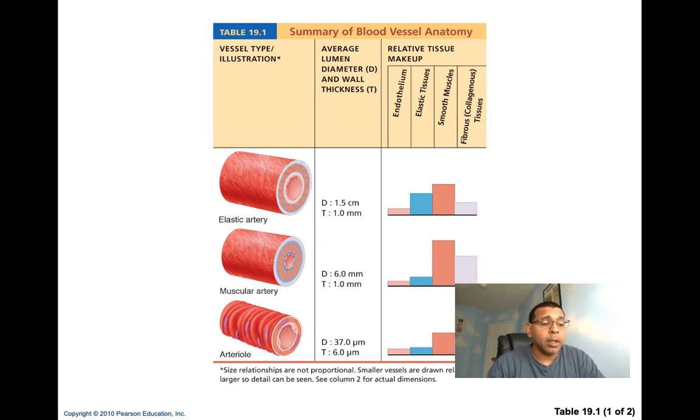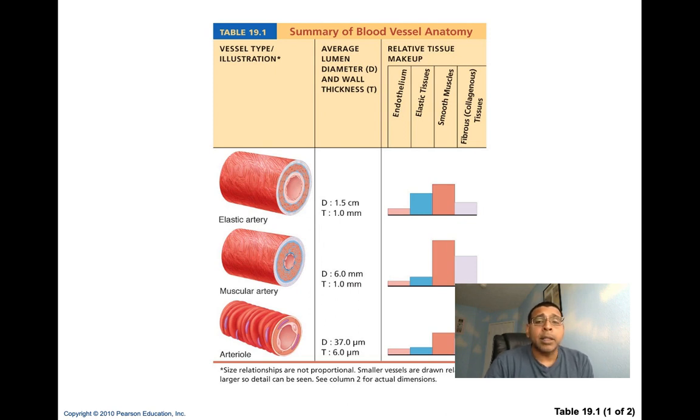They are going to have the largest diameter. The diameter is going to range anywhere from 2.5 centimeters down to about 1 centimeter. You'll see different numbers in different areas, but we'll stick to these to keep it simple.